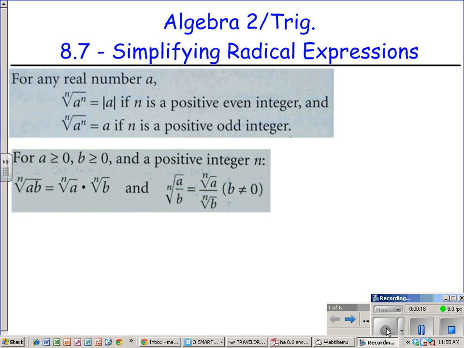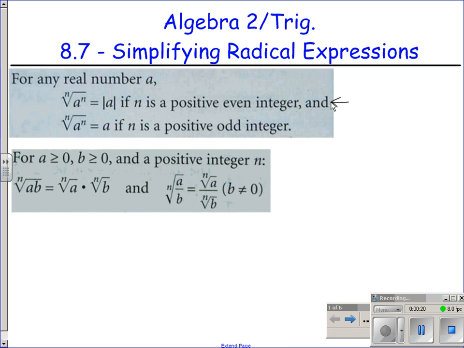All right, this top one, there's a lot of detail in this. But basically what it says, if n is a positive even integer, so you're taking the nth root, like a fourth root or square root, because it's even, of a number that's raised to the same power, okay? Notice how the answer says it is the absolute value of a.